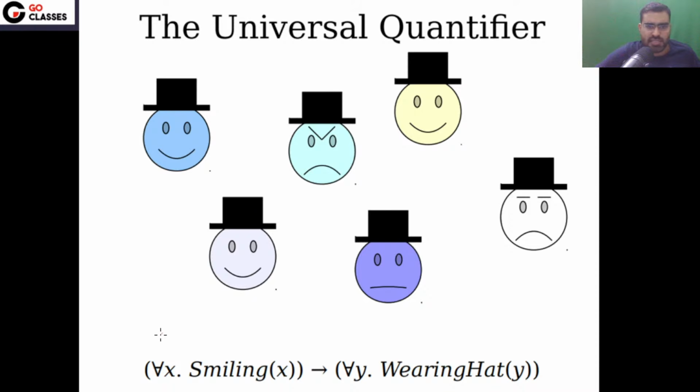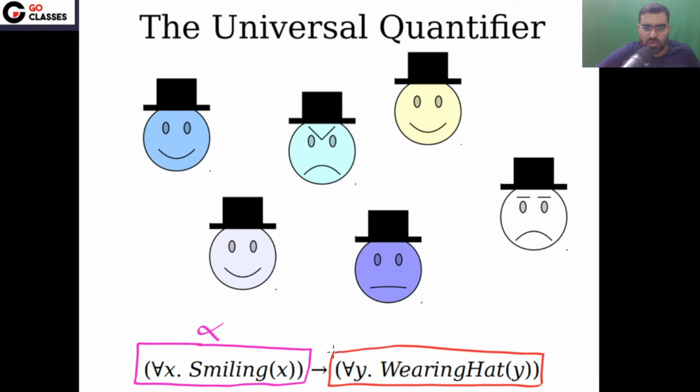So you can easily see that there are two sentences here. This is the open parenthesis, this is the close parenthesis. Let me call this alpha, and let me call this beta. You can see this is basically alpha implies beta.